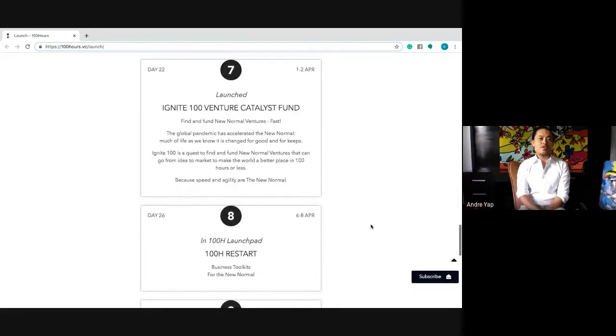Now on to the 7th milestone. This one is interesting. It launches today, soft launch, if you will, day 22. It is the Ignite 100 Venture Catalyst Fund. So this is what we figured, and we'll talk a lot more about this later on, how we iterated to this opportunity. This is about finding and funding new normal ventures fast.